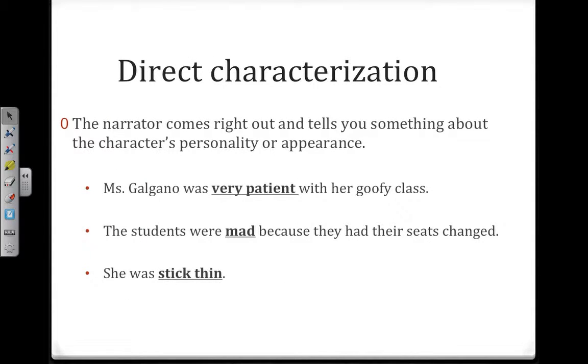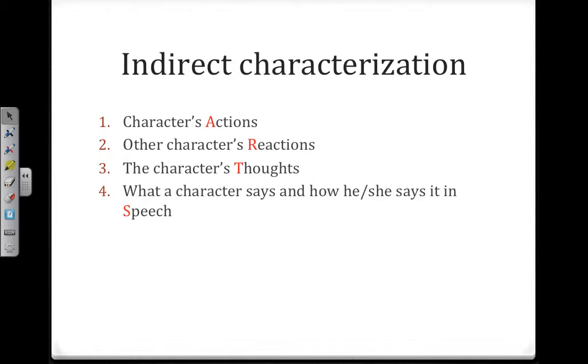So, direct characterization. This is when the author is telling you again about their personality or appearance straight up. No beating around the bush. They use adjectives typically in order to describe it. So Miss Galgano was very patient with her goofy class. Using very patient tells you directly about my personality, and you don't have to make inferences. The students were mad because they had their seats changed. Again, mad is the direct characterization. She was stick thin. That description of her appearance is direct.